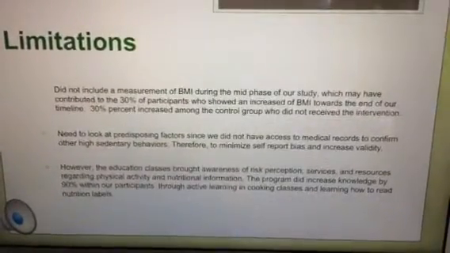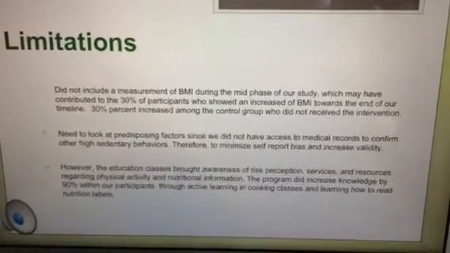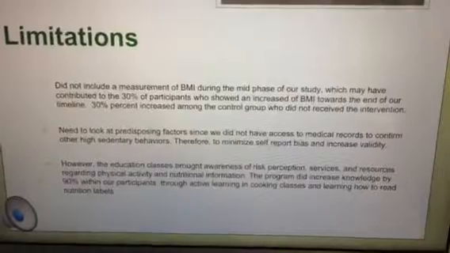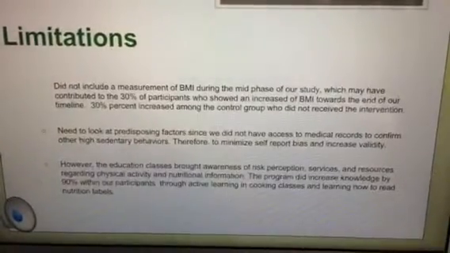We also need to look at predisposing factors since we did not have access to medical records to confirm other high sedentary behaviors, therefore we need to minimize self-report bias and increase validity.